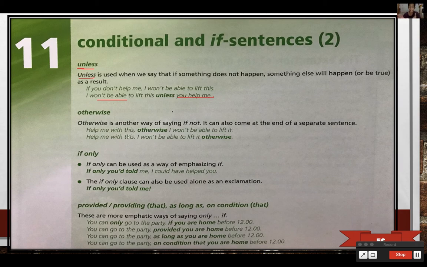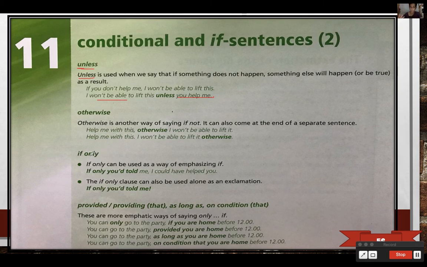Now, otherwise can be in the middle of a sentence or could be at the end of a sentence. As an example over here, help me with this. I won't be able to leave it otherwise. Help me with this, period. I won't be able to leave it otherwise.